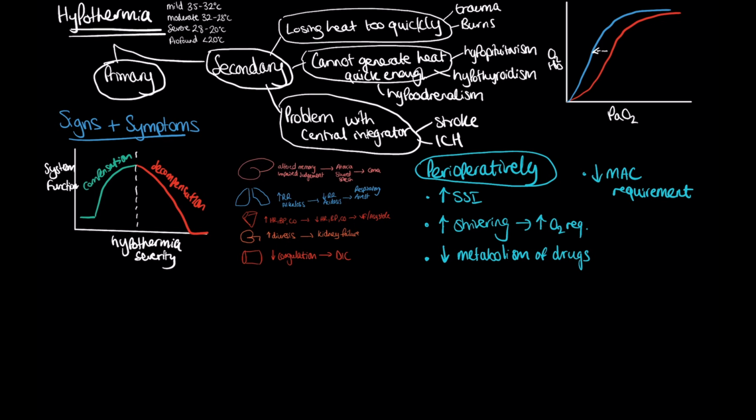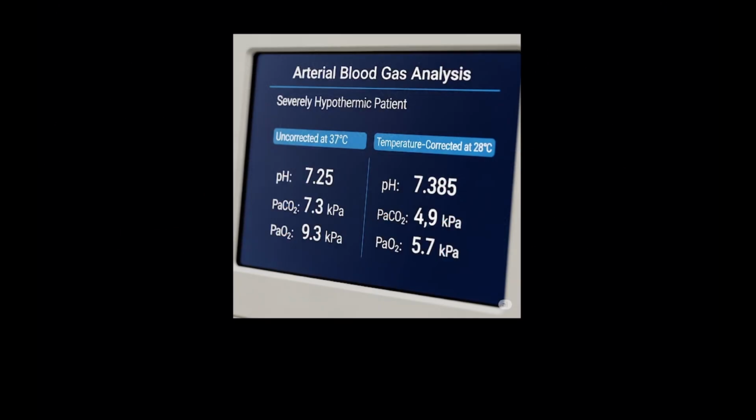Now for a controversial point. Whether or not you correct for the temperature when you take an ABG is controversial. Essentially, the debate has two sides, those that follow the alpha stat and those that follow the pH stat techniques of interpretation. When the ABG sample goes through the machine, it spits out two sets of numbers, one for the sample at 37 degrees Celsius and one which is corrected to the patient's temperature using a mathematical formula.